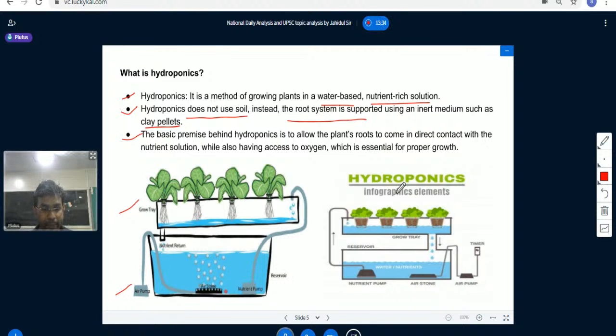We do have an air pump, we have a nutrient pump. Then the nutrient-rich solution in turn goes back from the plant. So this is a closed system, you can see over here. Then if we talk about hydroponics, there is another infographic using similar practices. These two infographics are used just to illustrate how we do hydroponic practices.